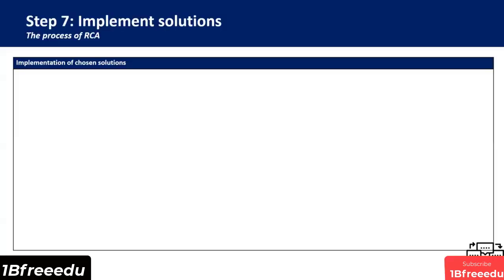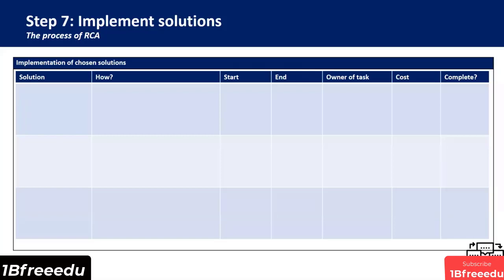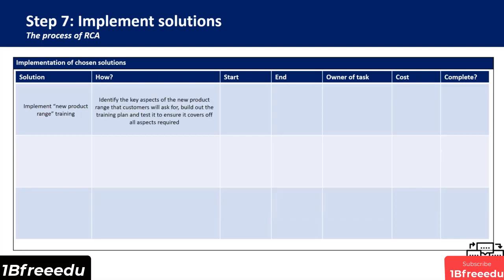So within your RCA document, you can build out a grid similar to the one on screen that looks at the following. Again, detail your solution. So, implement new product range training. Show how this is being implemented. Identify the key aspects of the new product range that customers will ask for. Build out the training plan and test it to ensure it covers off all aspects required.